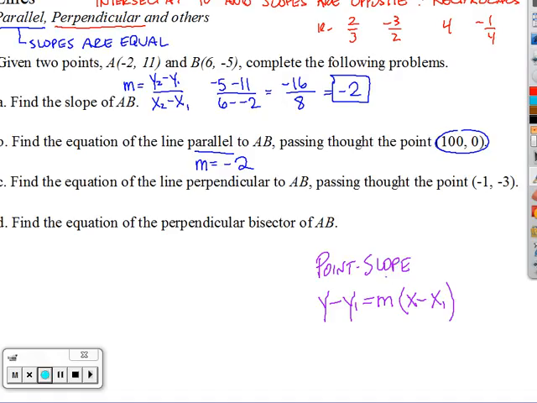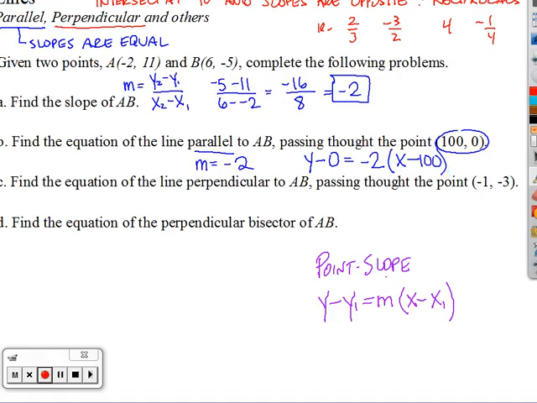So if I write the equation of this line in point slope form, I'll have y minus 0 equals slope -2 times x minus 100. Now I could solve that for y if I wanted to, which in this case y minus 0 is just y, or I could leave it how it is in point slope form.